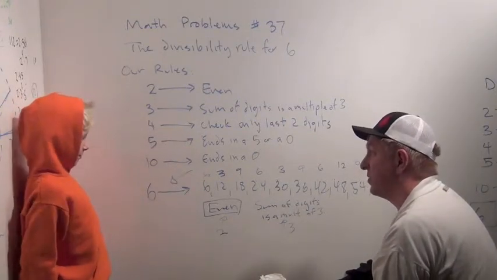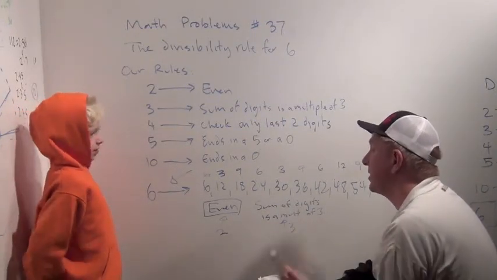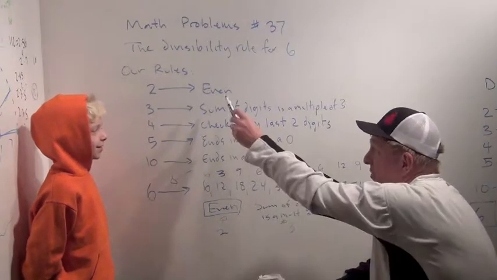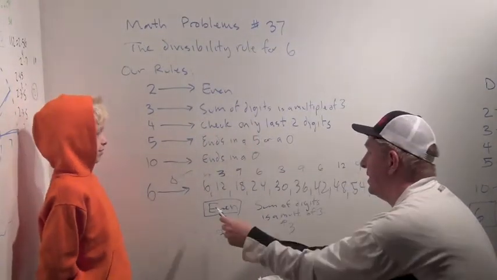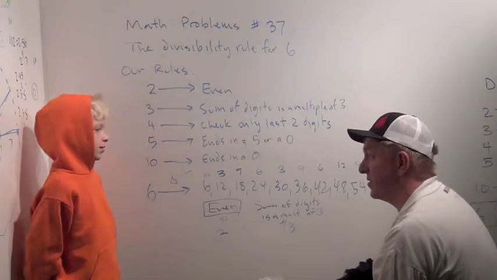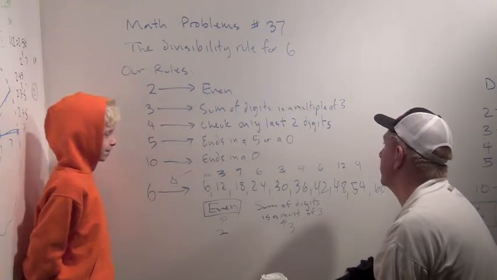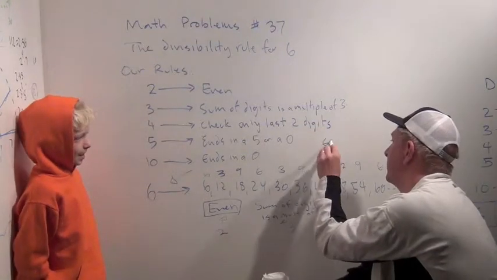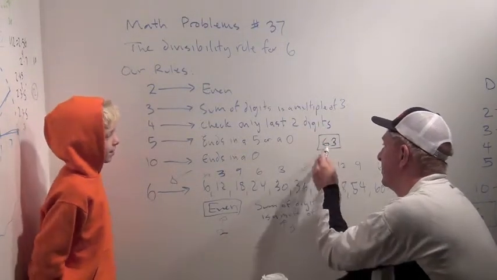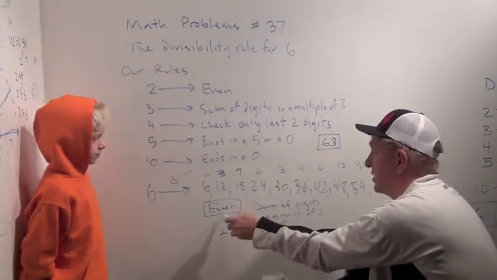So if a number is divisible by 6, it's divisible by 2 and 3, right? So we have to use both rules: even, and the sum of the digits is a multiple of 3. That's pretty cool, right? So we can quickly check that 63 is not a multiple of 6, even though the sum of the digits is a multiple of 3, because it's not even.